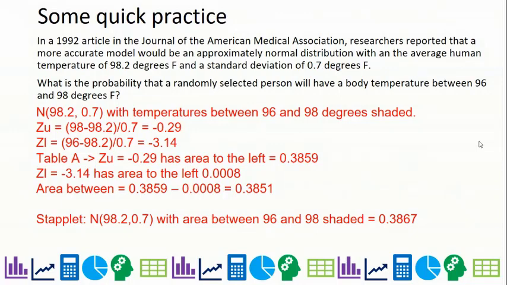It's from the table. The table only gives you area from the left. If I'm doing technology, I don't have to do that. All right?